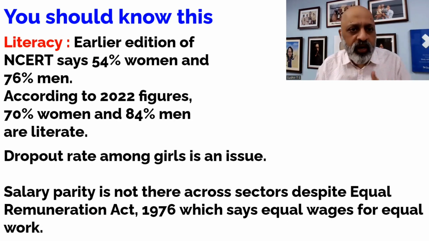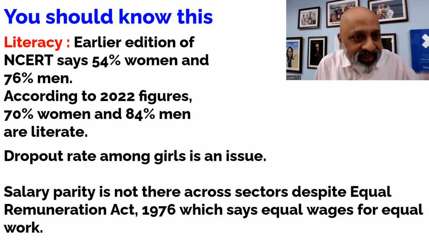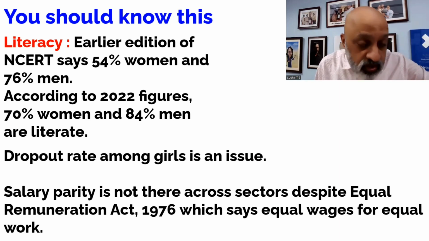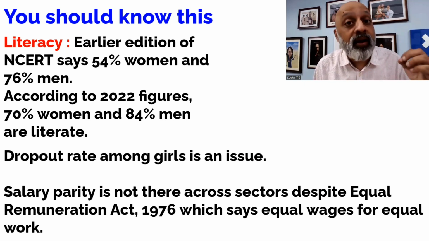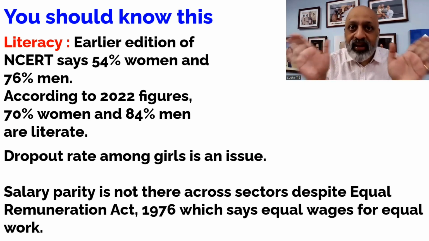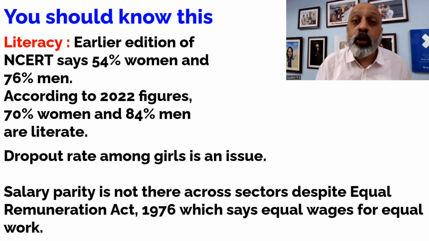Literacy. Now, this is important. The earlier editions of NCERT books, I don't know which edition of NCERT you would be having, say 54% women literacy, 76% of men in India are literate. The latest figures, according to 2022, are 70% of women and 84% of men in India are literate. Yani ki they can read and write. Okay. The problem comes with the dropout issue.